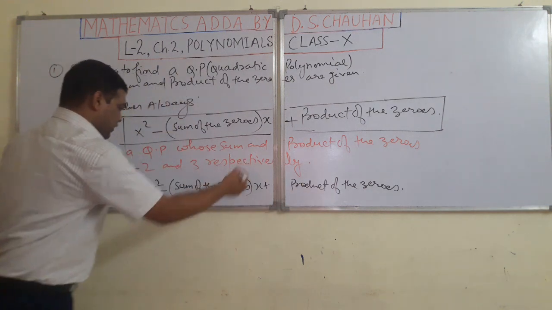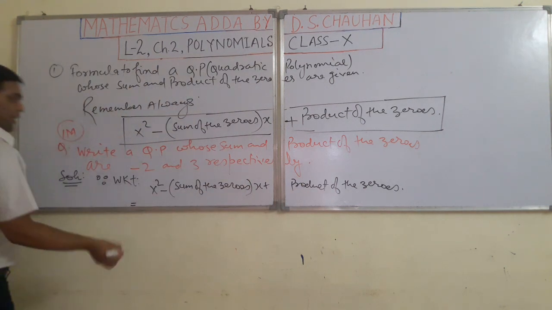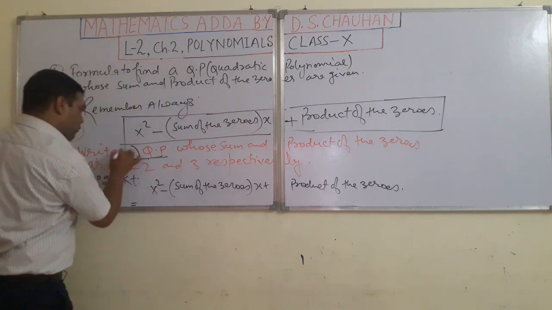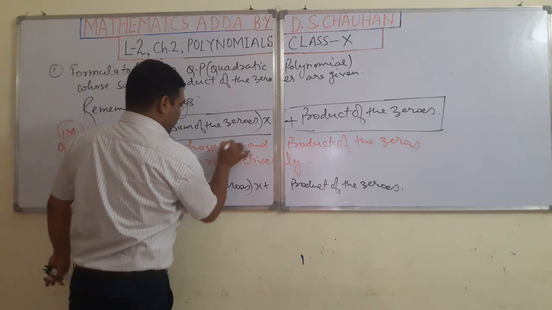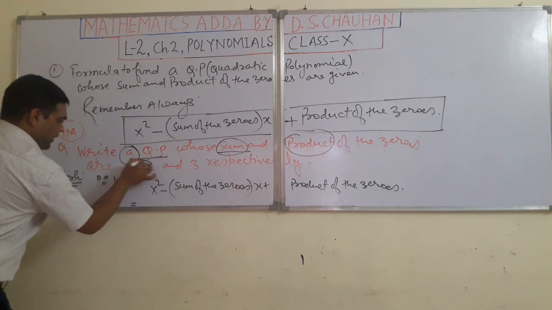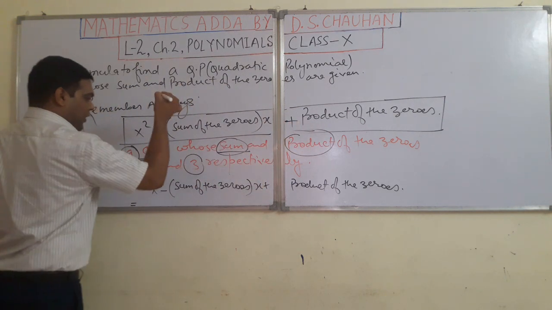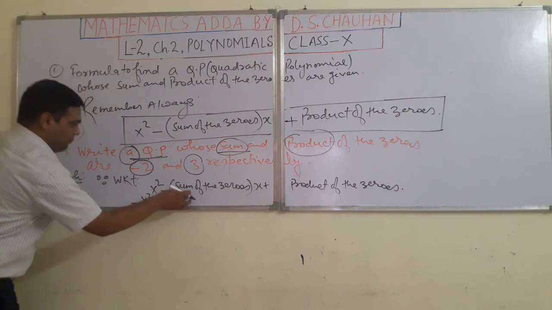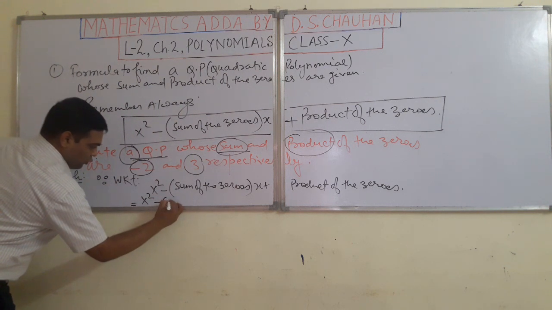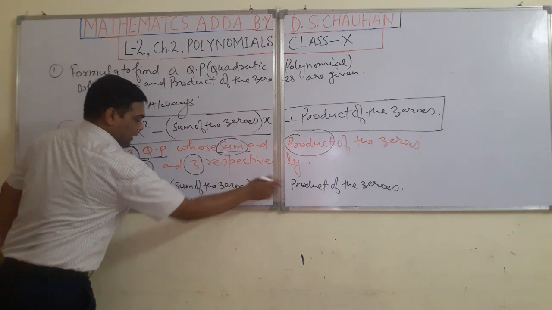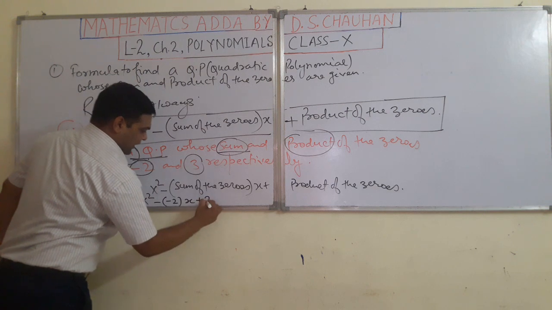Put the respective values, students. Here, write a quadratic polynomial. A stands for 1, whose sum and product of the zeros are given. This one is the sum and this one is the product. So put the values here, what will you get? x square minus sum, it is -2, put inside the bracket because of negative number, plus product of the zeros, it is 3 here.